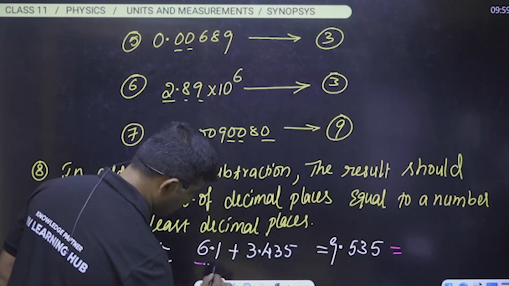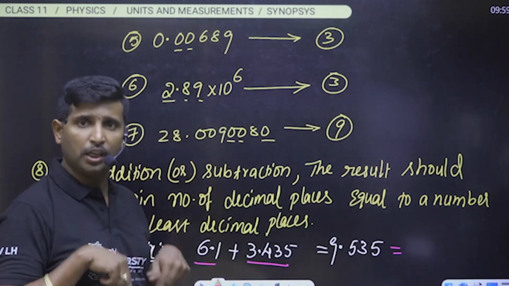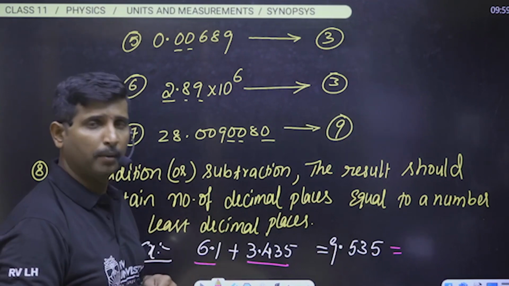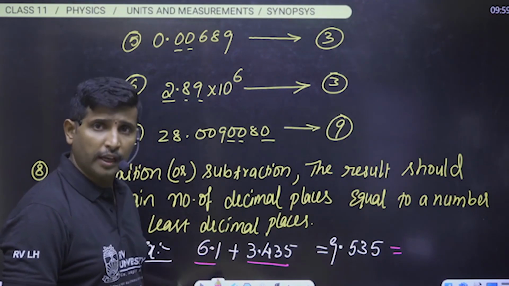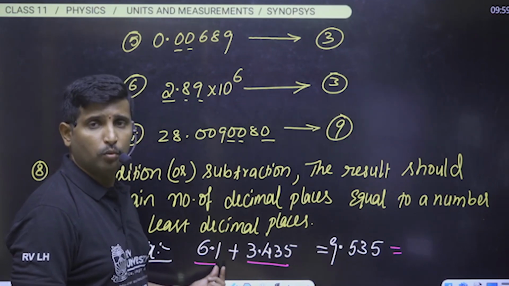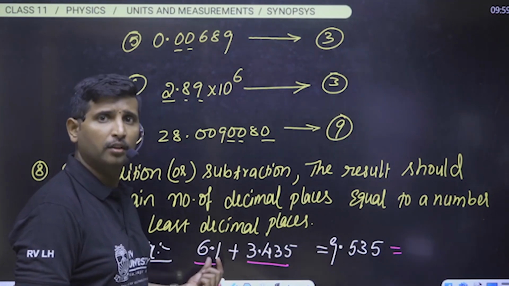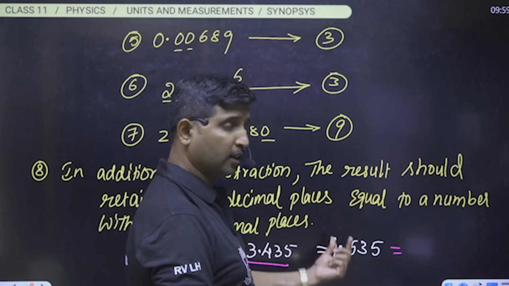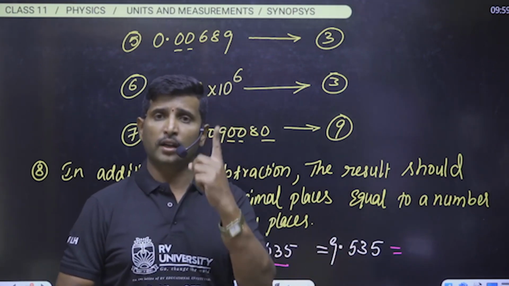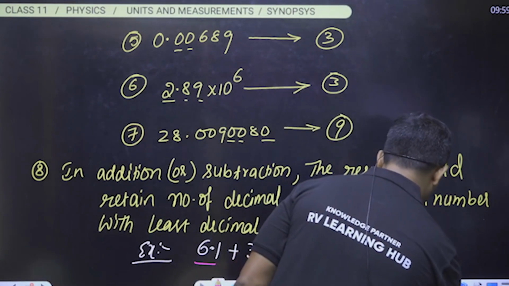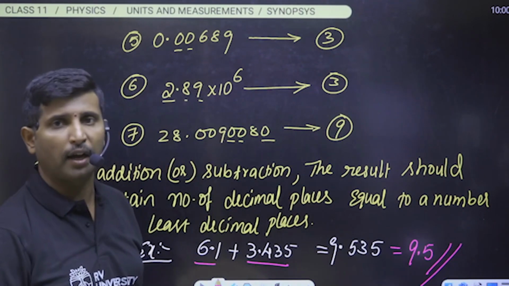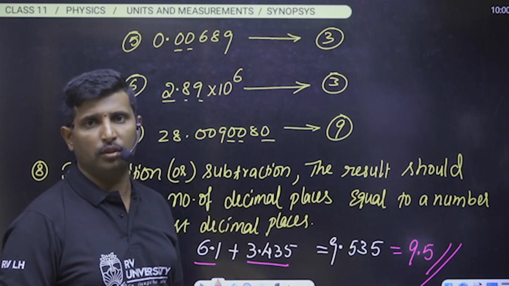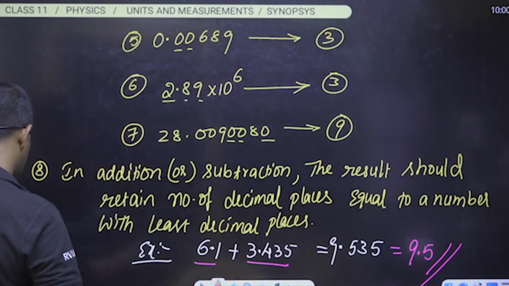Whenever we consider the two numbers which are given to us, the first number, that is 6.1, has only one decimal place. Is it right or not? Therefore, we can write the result up to only one decimal place. That is equal to how much we'll get here? 9.5. Is it clear? I hope you understood this.